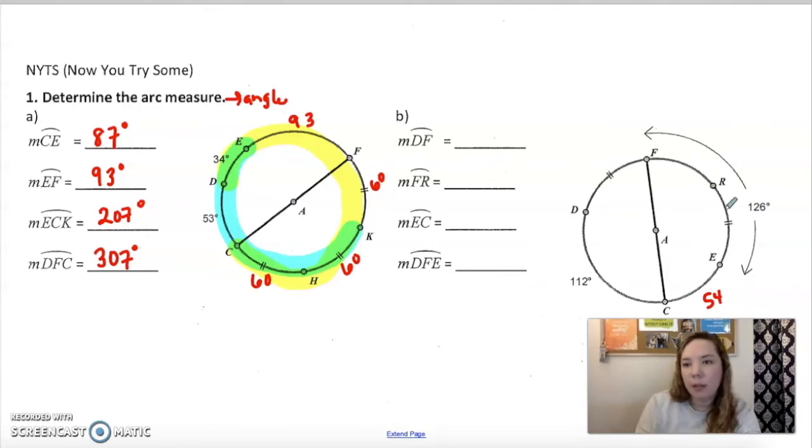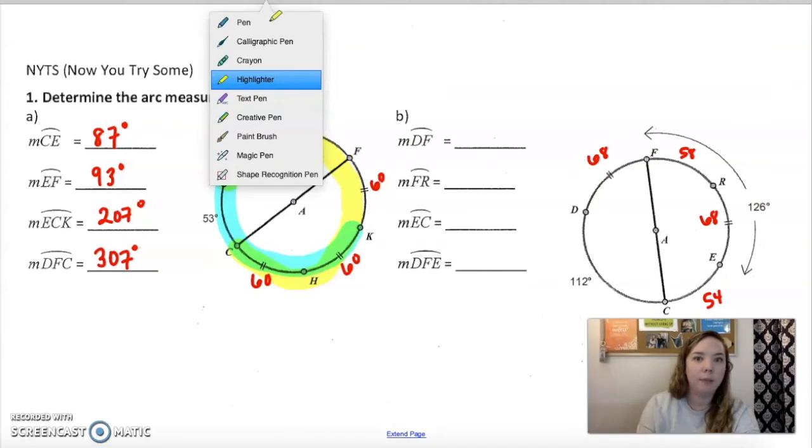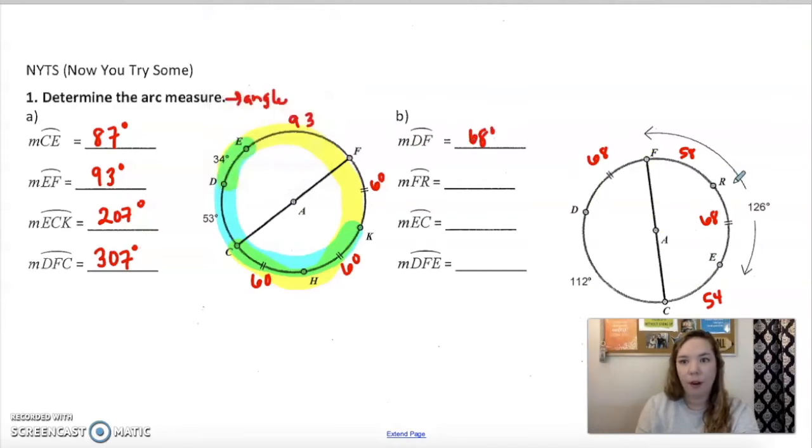And then it's saying these 2 segments are the same. So if I have 180 minus 112, that's 68. So each of these smaller portions would be 68, which is going to make this little portion, 126 minus 68, is 58. So now I know all my little pieces. That'll help me answer my questions. So DF here would be 68 degrees. FR is 58. EC, where's that? EC is 54. And DFE would be these added together. So 68, 58, and 68 is 194.